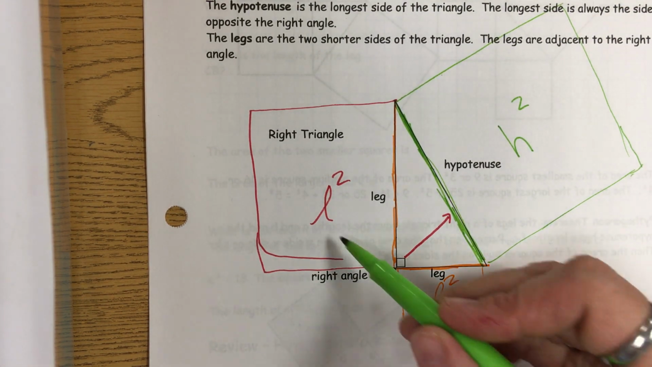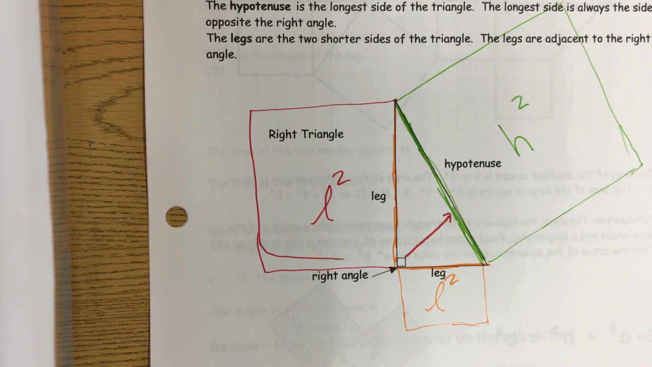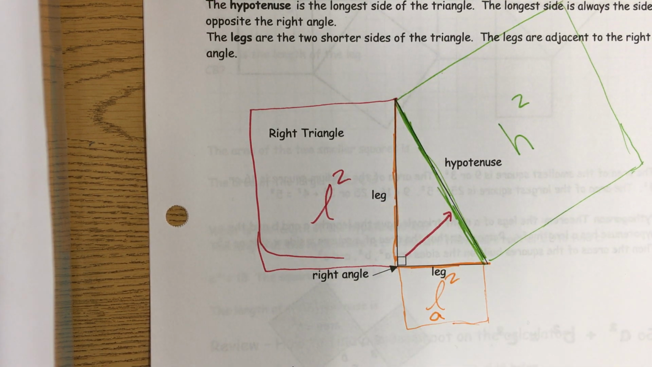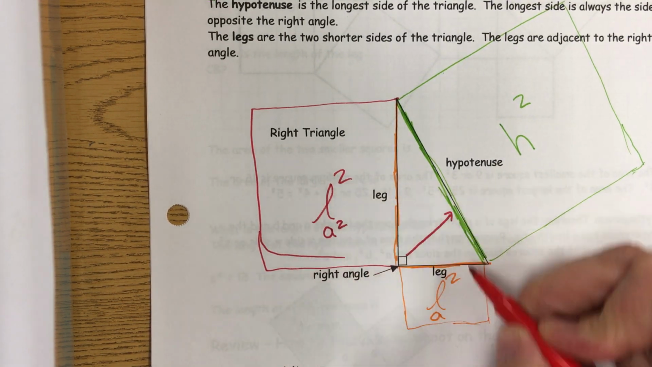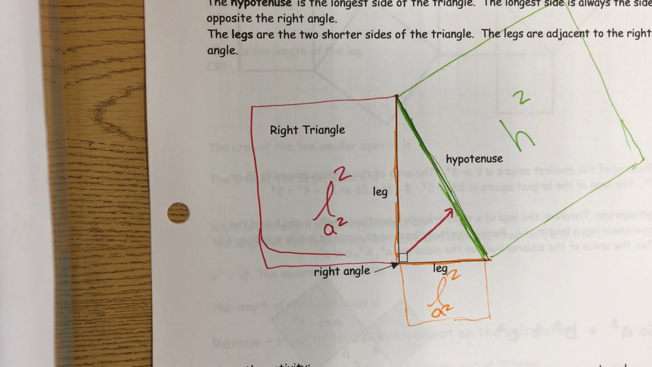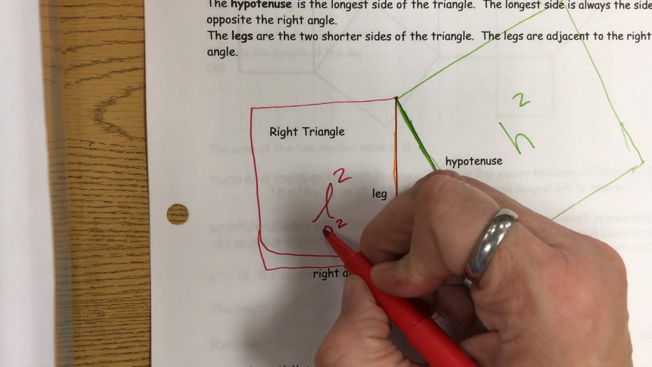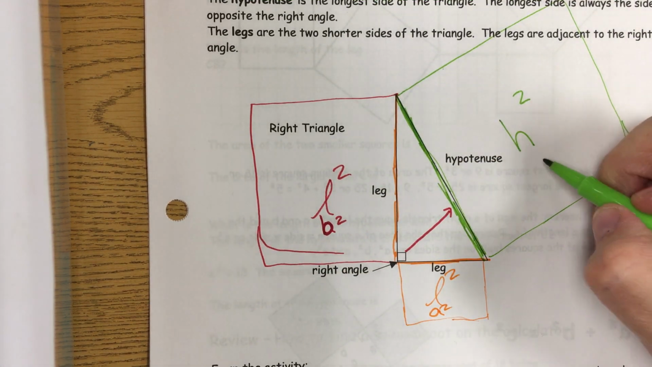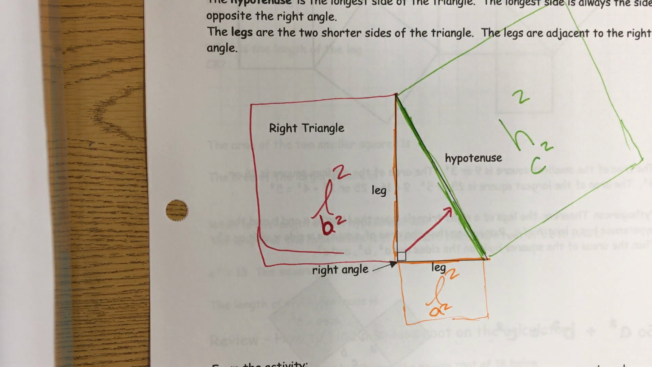Now, in this example, I did use L in both instances, but normally when we do this, we use an A, a B. Oops, sorry guys. I even said B and I wrote A, didn't I? How about that? And then last but certainly not least, a C squared.